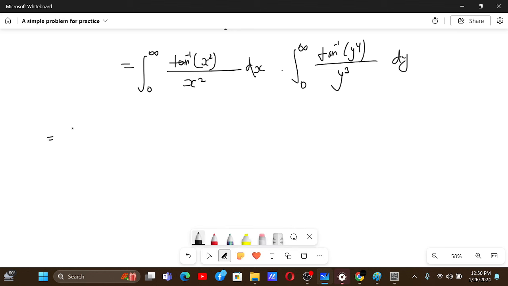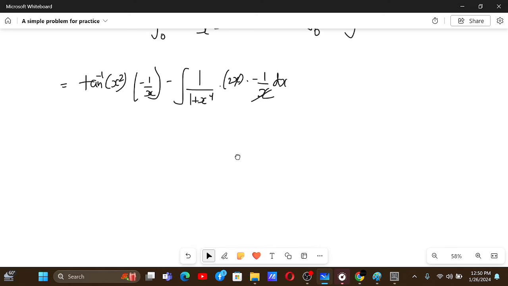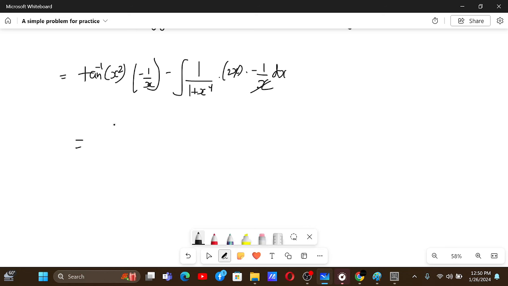This will be, if we use integration by parts, we will have a u, and then the integral of 1 by x square is minus 1 by x, minus the integral of, now the derivative of this thing is 1 by 1 plus x to the power 4 times 2x, and the integral is minus 1 by x dx. And the x cancels out. Now this is from 0 to infinity.